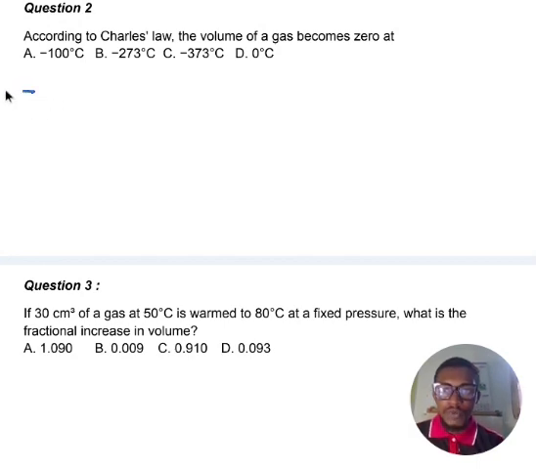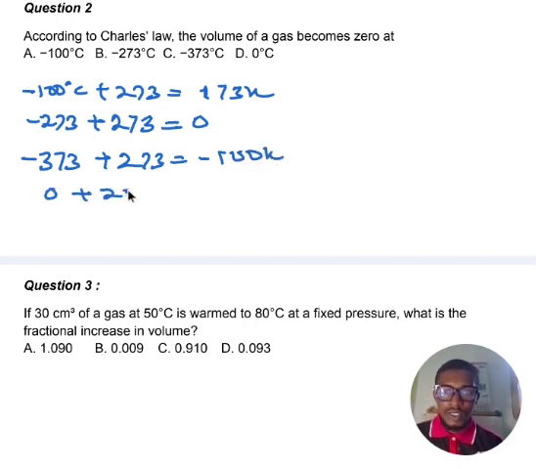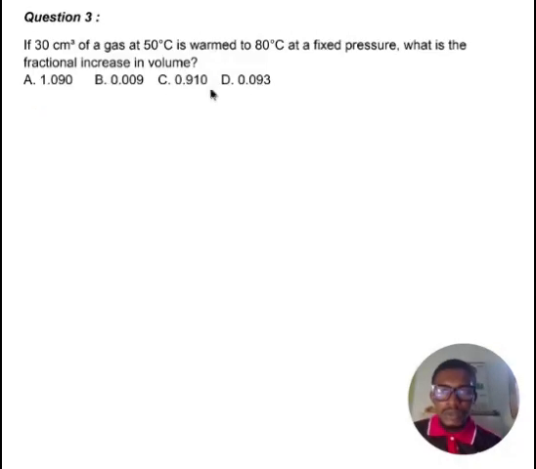If you do minus 100 degrees Celsius plus 273 for option A, that is going to give us 173 Kelvin. For B, if you do minus 273 plus 273, that will give us 0. For the next one, if you do minus 373 plus 273, that will give us minus 100. Then the next one, if you do 0 plus 273, that will give us 273. So this is our answer, which is option B. Let's take a look at this third question.